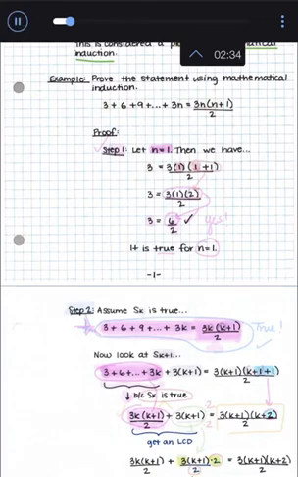So let's take a look at this first example. On this first example, we've got an equation. On the first side, it's a series of things added up. So we've got 3 plus 6 plus 9 plus, and then we keep on going up to 3n.